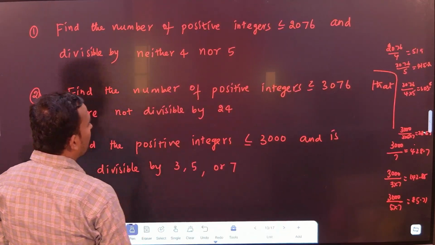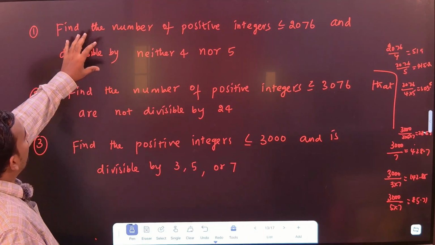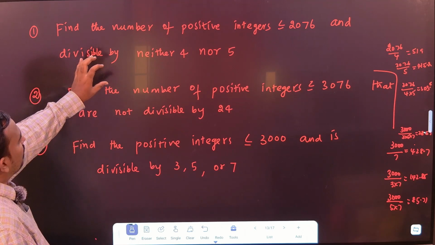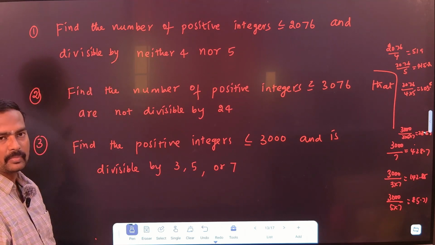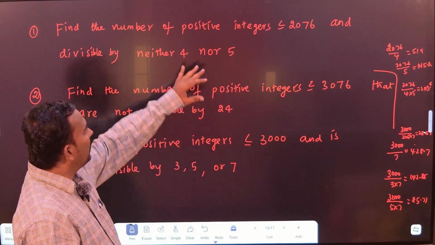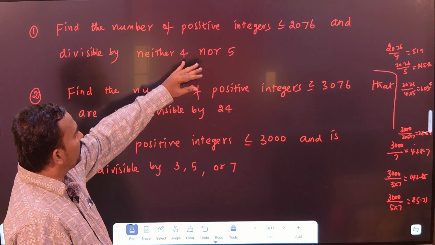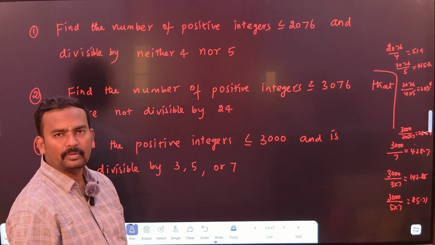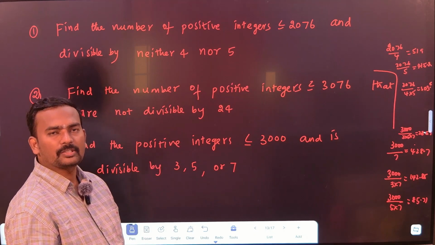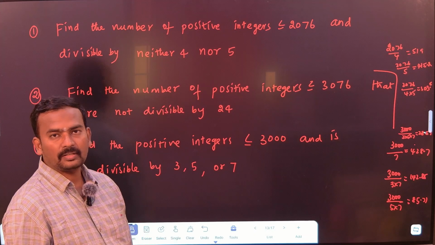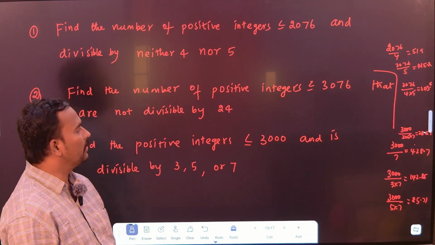Okay. Let me take the first question. Find the number of positive integers less than or equal to 2076 and divisible by neither 4 nor 5. So that means what? If you consider A is the number of numbers divisible by 4, B you can take number of numbers divisible by 5. What they are asking actually, neither 4 nor 5. That means the complement they are asking. A complement intersection B complement, right?